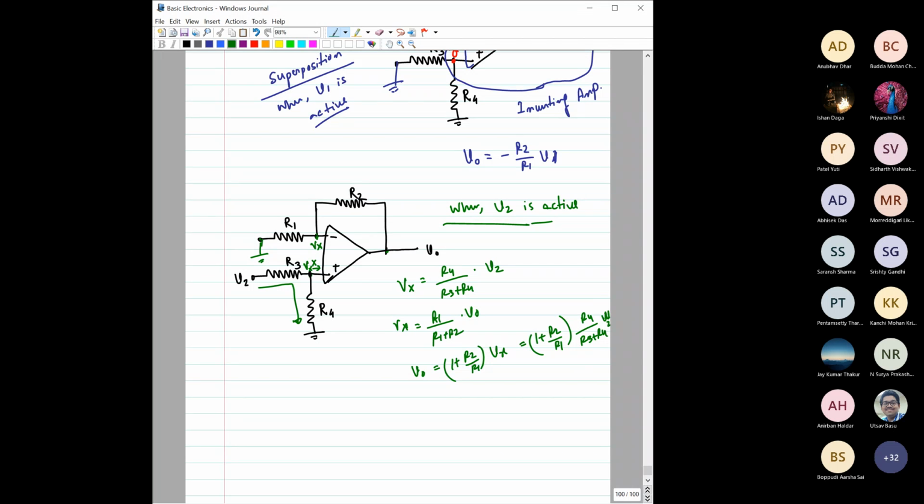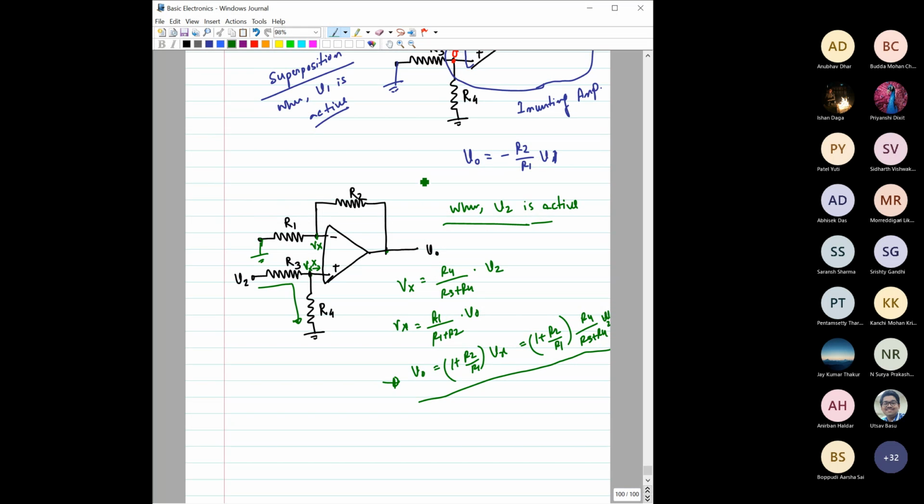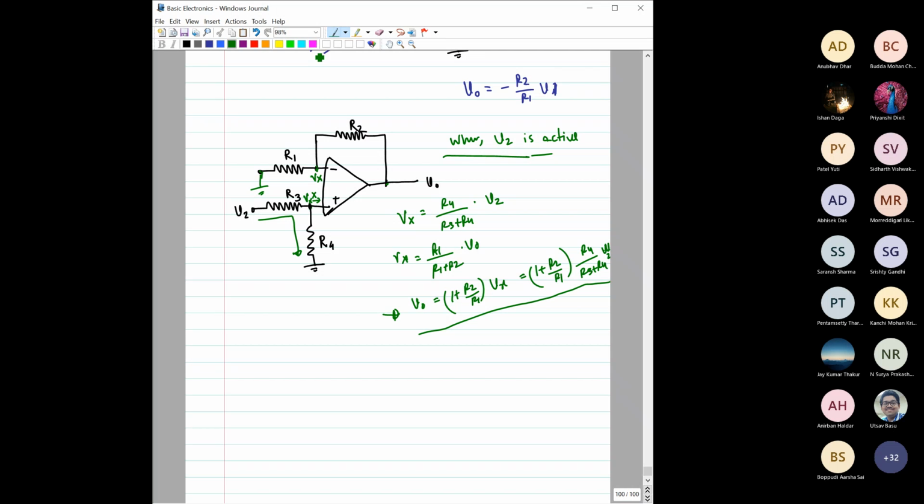R4 by R3. So is this correct? And have all of you understood this part? Yes, sir. Okay. So this is the output voltage when V2 is active, and this is the output voltage when V1 is active, right? So this is how we are doing the superposition. Then finally, the total output.